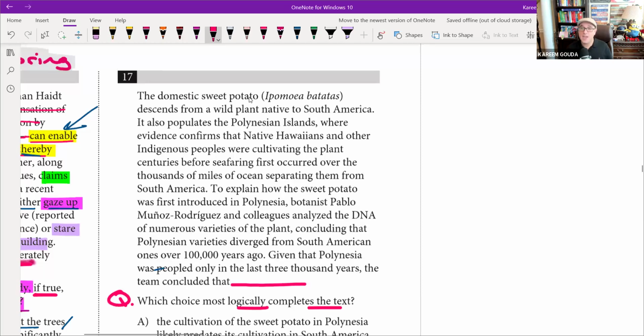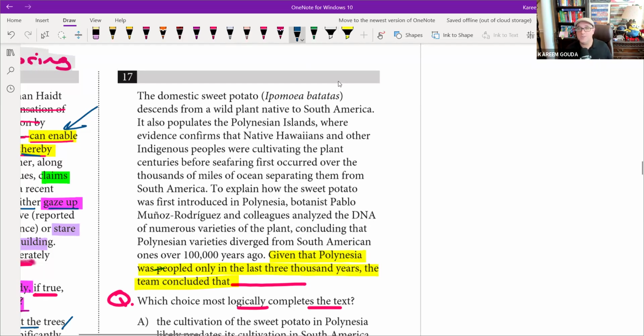Now, we do want to complete this sentence right here: Given that Polynesia was peopled only in the last 3,000 years, the team concluded that. Now, a lot of people say, well, we can just read that last sentence. Yes, but you don't really know what we're talking about here related to Polynesia, so we're going to have to just read everything really quickly. All right, come on, let's go.